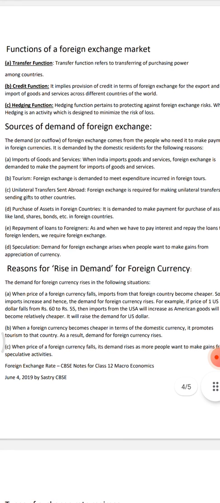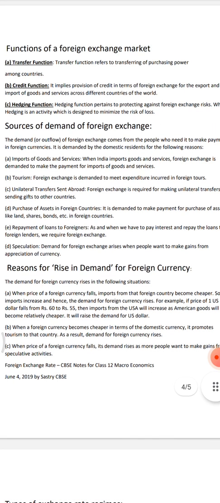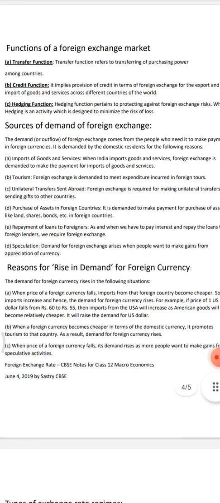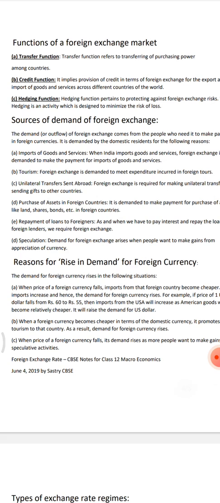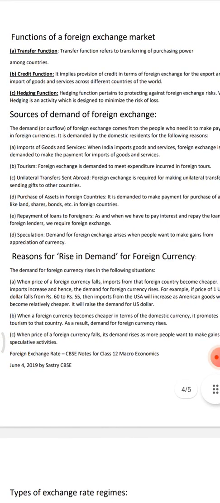Another one is tourism. To meet the expenditure on foreign tours, we need foreign currency because we have to do transactions. Unilateral transfers sent abroad: foreign exchange is required to make unilateral transfers, like sending gifts to other countries. Purchase of assets in foreign countries: we could buy things like bonds, shares, sometimes land also, and to buy these we need foreign currency.